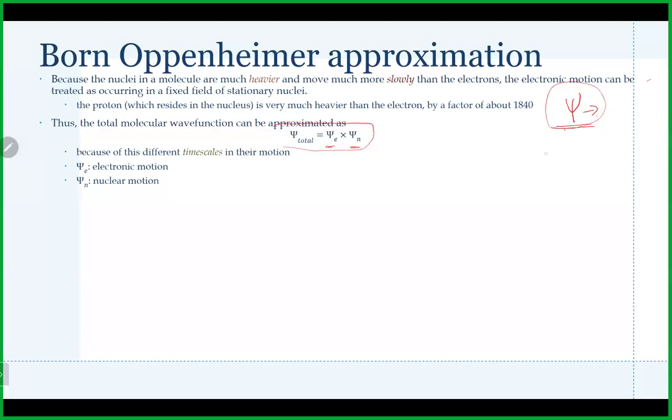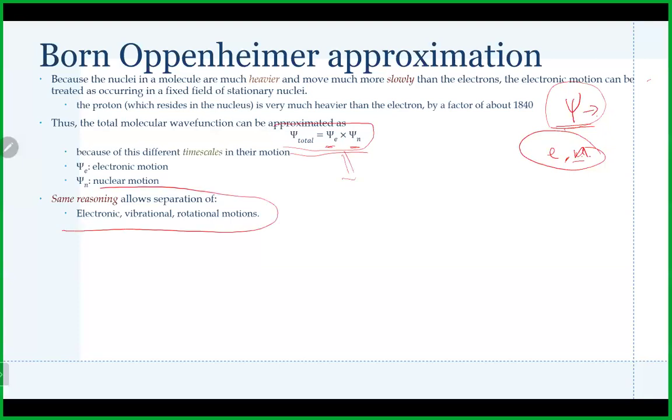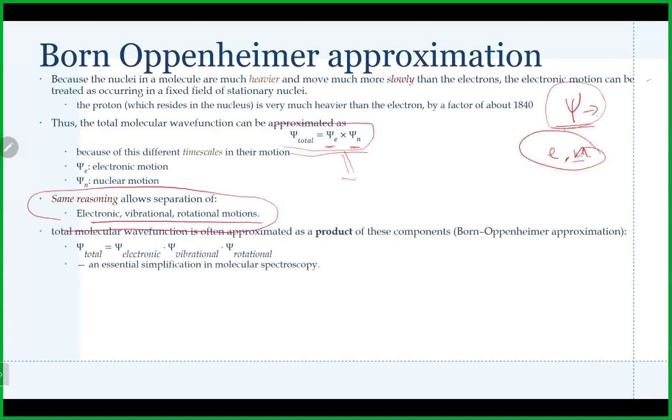So in an atom, you have an electron and then you have a nucleus. So you can separate their motion, and that's the basis of the Born-Oppenheimer approximation. They occur at different time scales. So the same reasoning was now applied to electronic motion and vibrational and rotational motion.